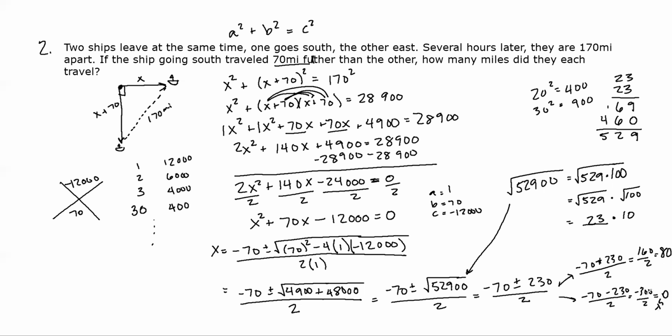So we're talking about distance here. This is x, which is our distance going east. We cannot have negative distance. So you want to disregard any negative answers and only focus on the positive ones, which is 80.